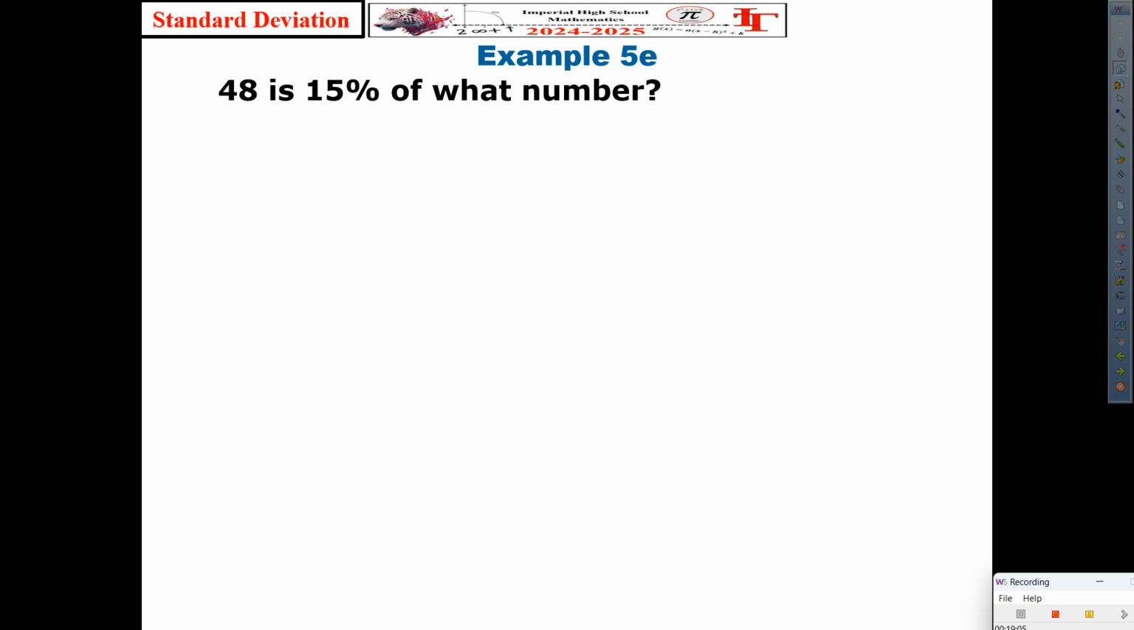Here's the setup. Look up to your screen. Who wrote 48? There it is. From one of your colleagues, 48 over x equals 15 over 100. Hands up if you got something like that. Yeah, and then cross multiply and solve. Are we there? All right.